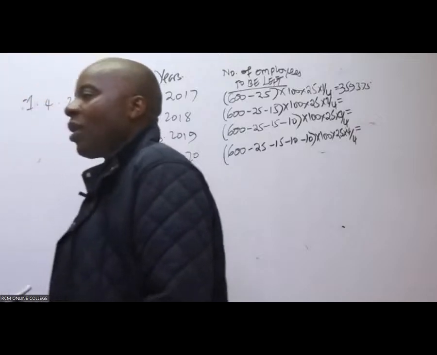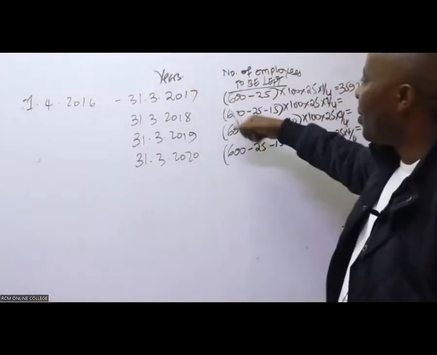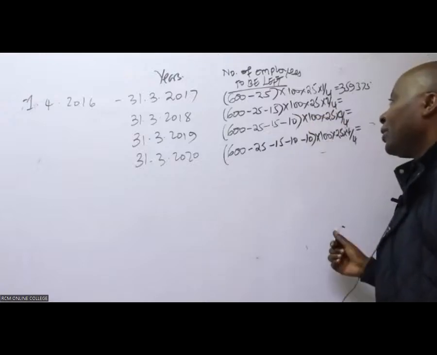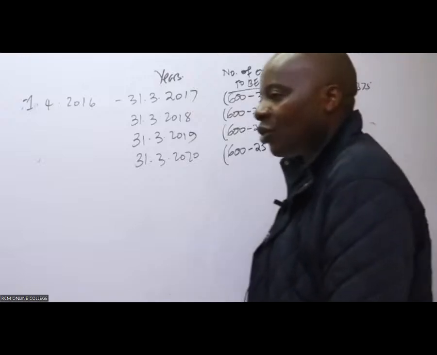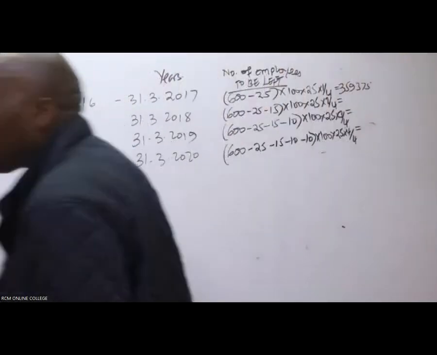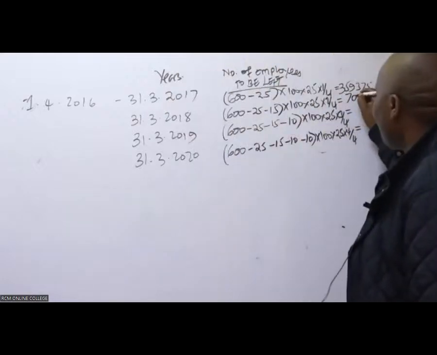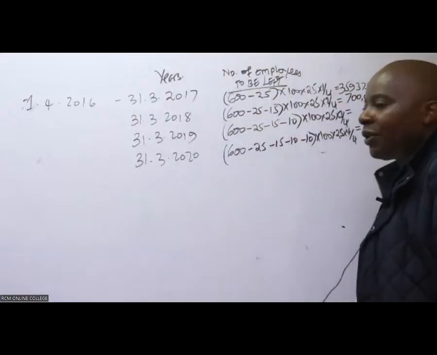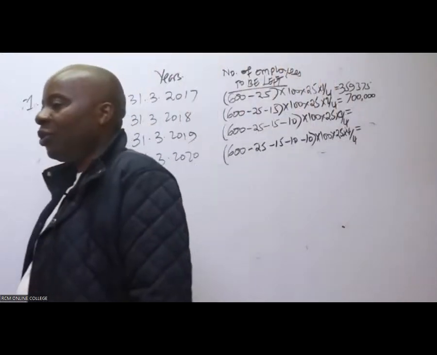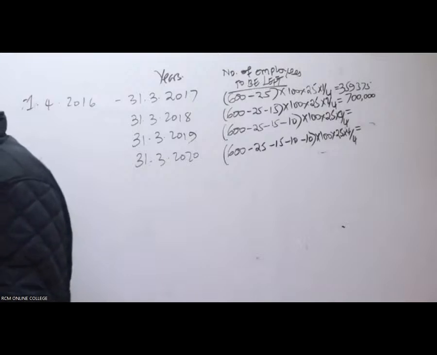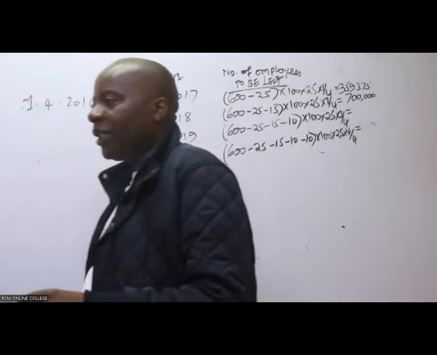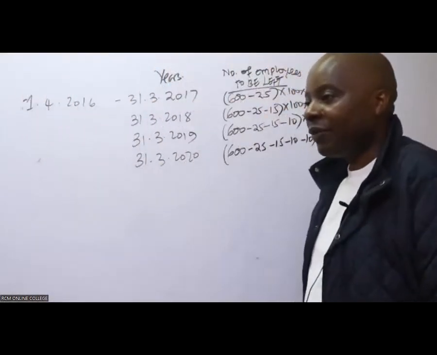So how about the second one? The second one, you open brackets nicely. 600 minus 25 minus 15, close, times 100 times 25 times 2/4. According to this, 700,000. Someone else should be able to confirm figures. I always work with this: when two answers happen to be the same, then automatically we say everything is okay. 700,000. Thank you very much.